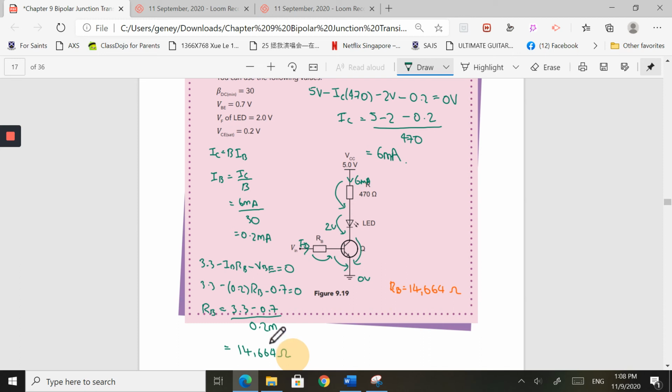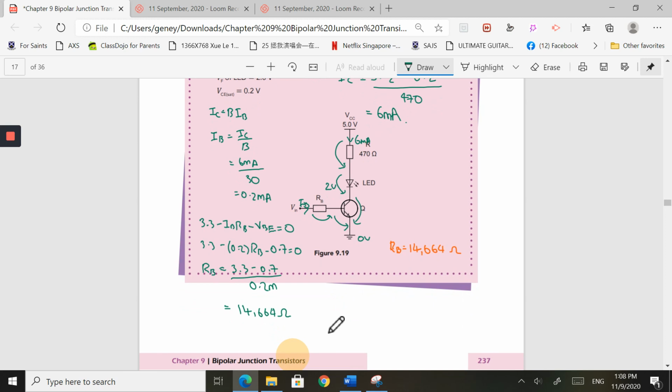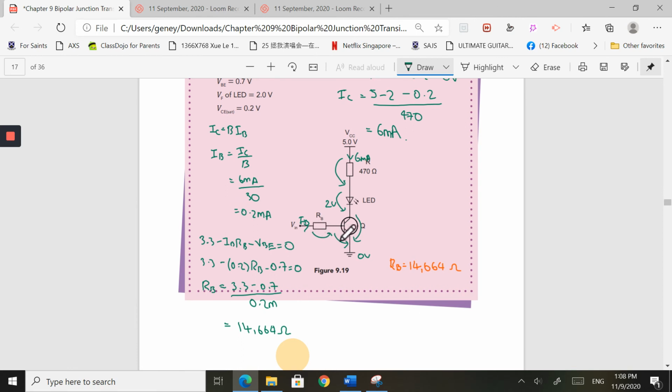Of course you won't be able to find 14,664 ohms exactly in the cupboard at the back. So you have to go to the E24 series and look for the closest value to this, and here's a pro tip. What you need to do is choose a slightly lower resistance. Why slightly lower? Because a slightly lower value will ensure that we drive this transistor to saturation. If you choose a slightly higher one, it might not drive it to saturation. So remember, from the E24 series, choose the next lower value.